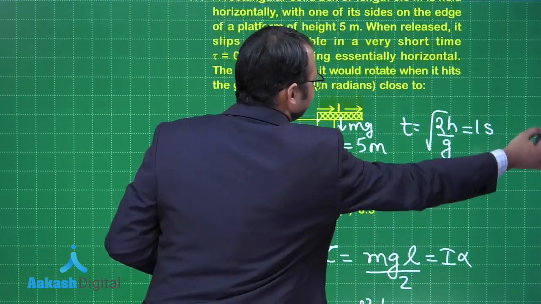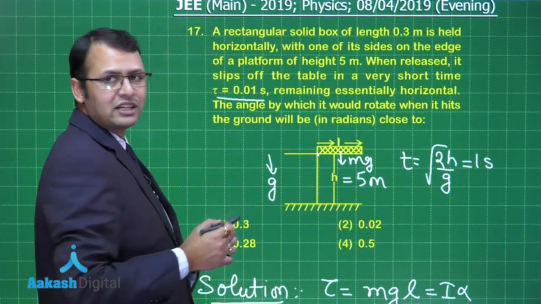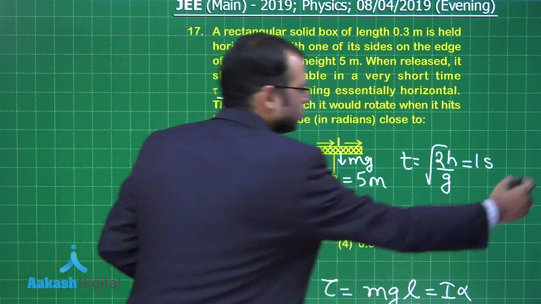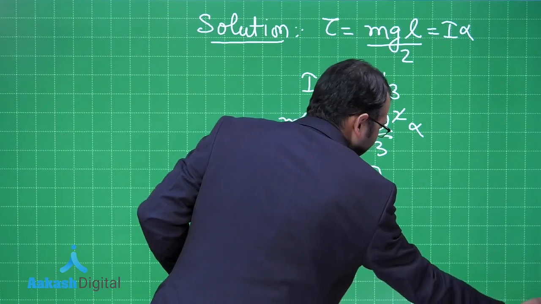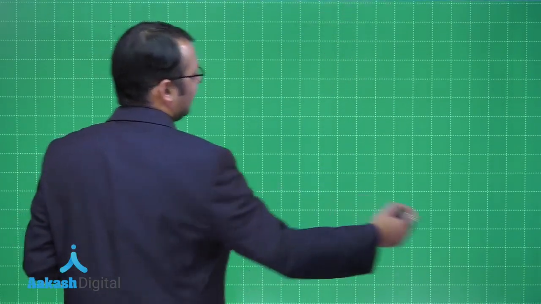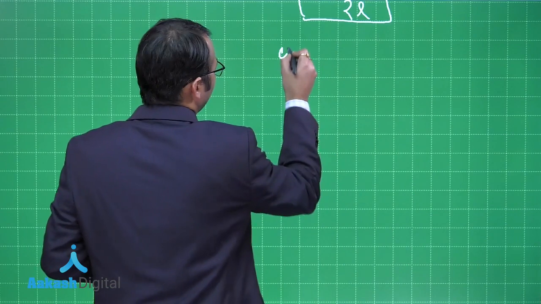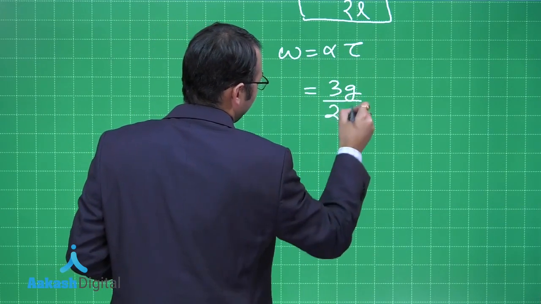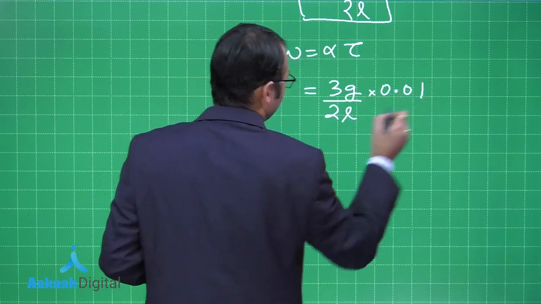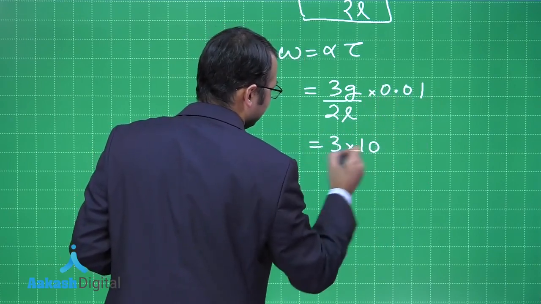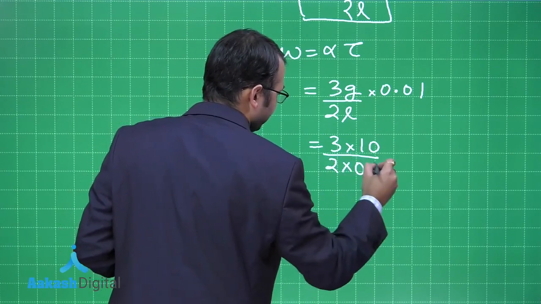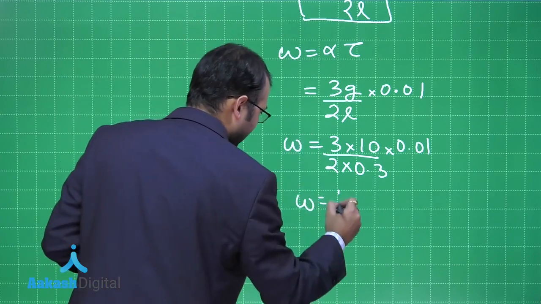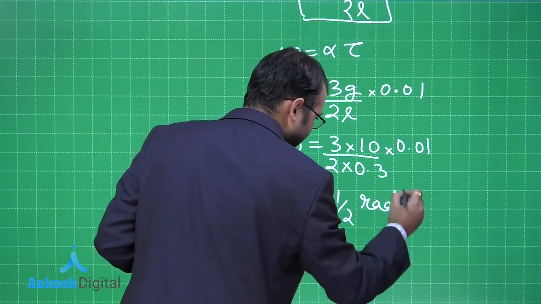Now this happened for a very small duration, that is equal to 0.01 seconds. So in that duration there was some angular velocity which has been gained by this rod. So the angular velocity in that small duration will be simply given by omega equals alpha into t. So that is equal to 3g by 2L into 0.01. So now let's put down the values. This is 10, this is 2, this is 0.3 into 0.01. This is omega, which will be half radian per second.